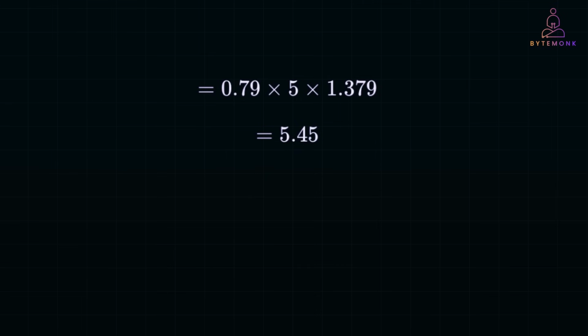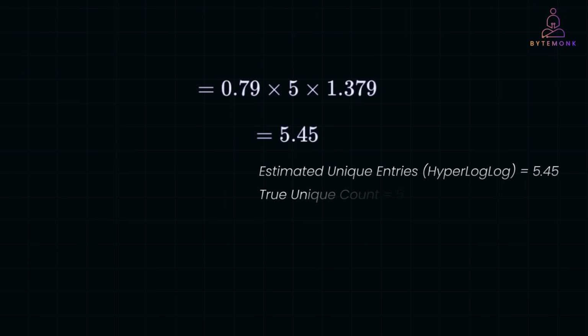Substituting these values, we get 5.45, which means estimated unique entries is 5.45, the true count being 5 in our case. And so the accuracy in our case is 108.97%, which is, of course, a slight overestimation. But our estimate is very close to the actual count, with just a small overestimation of about 9%.